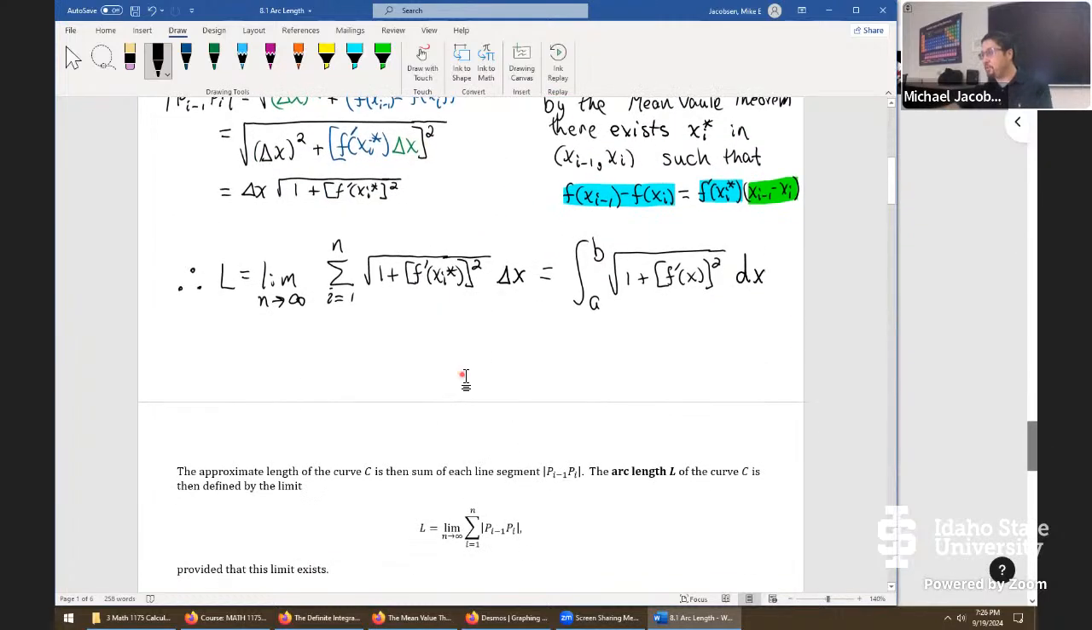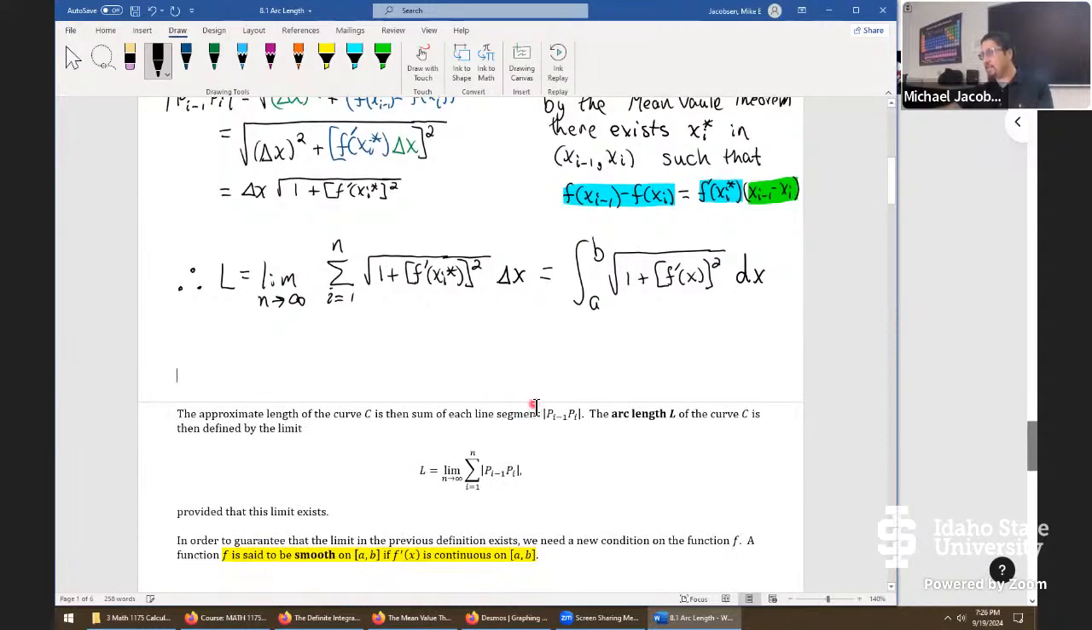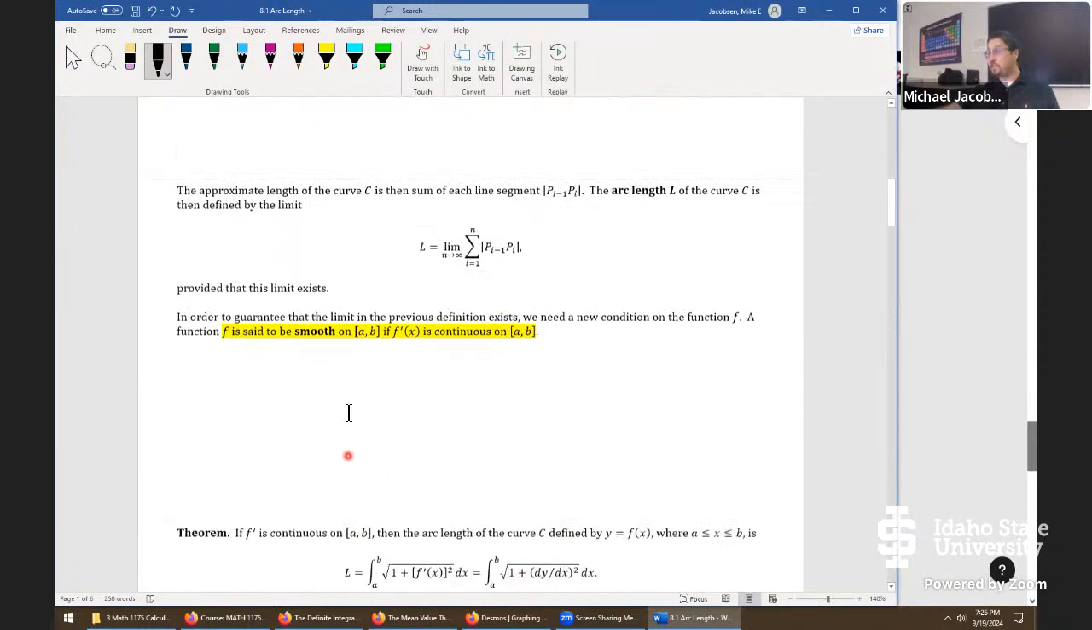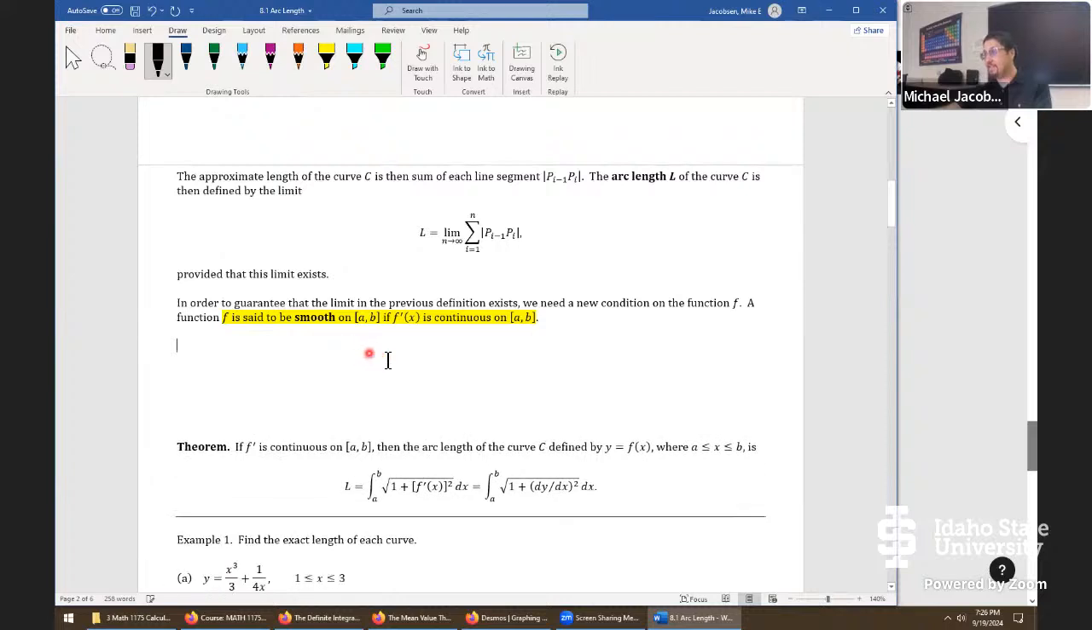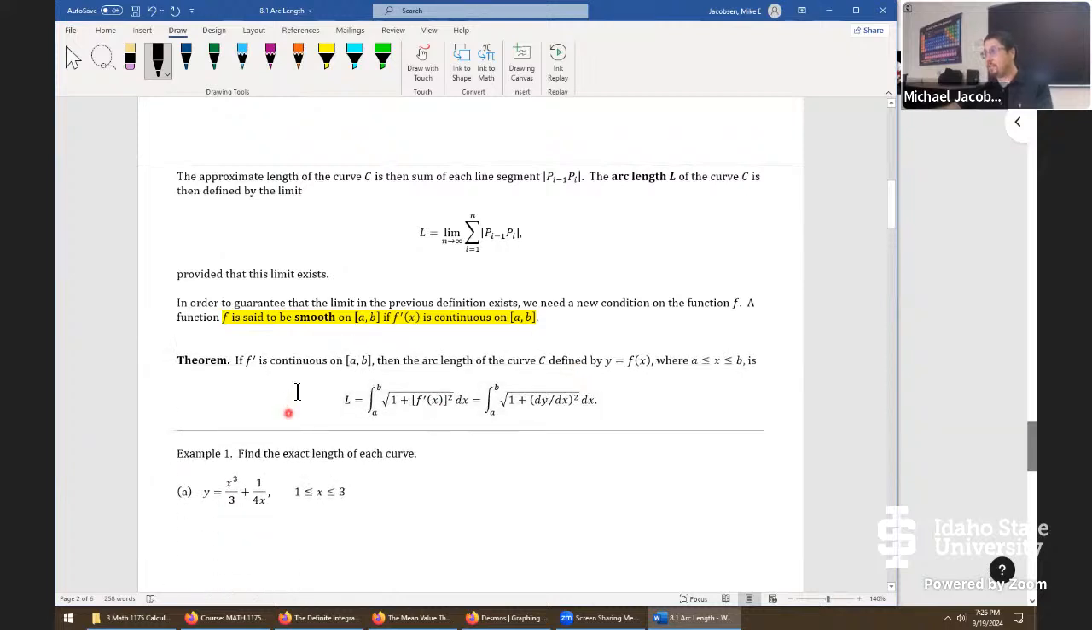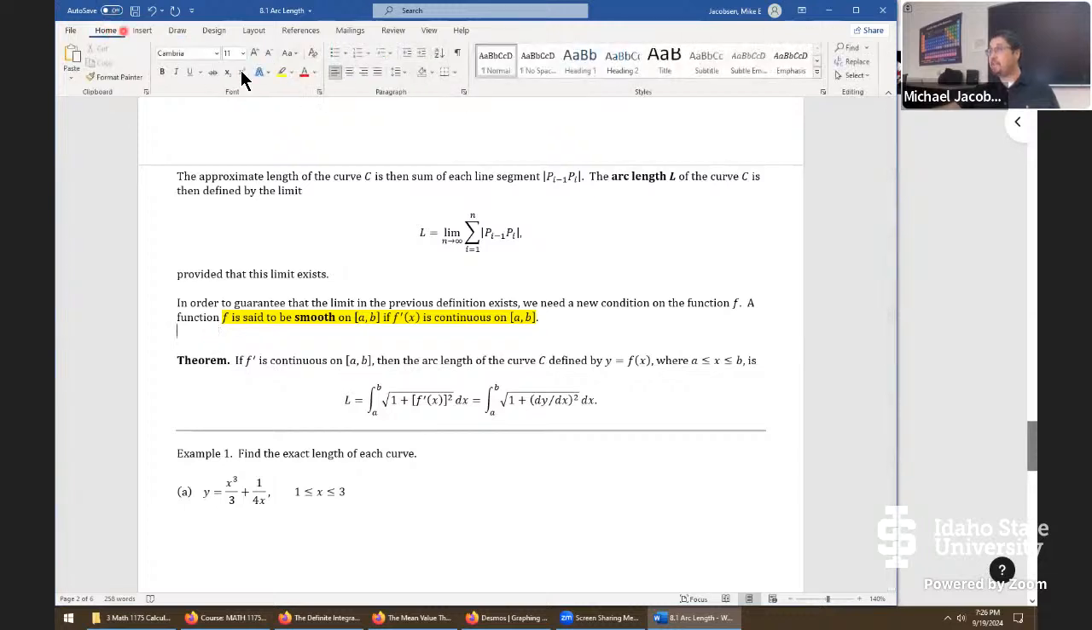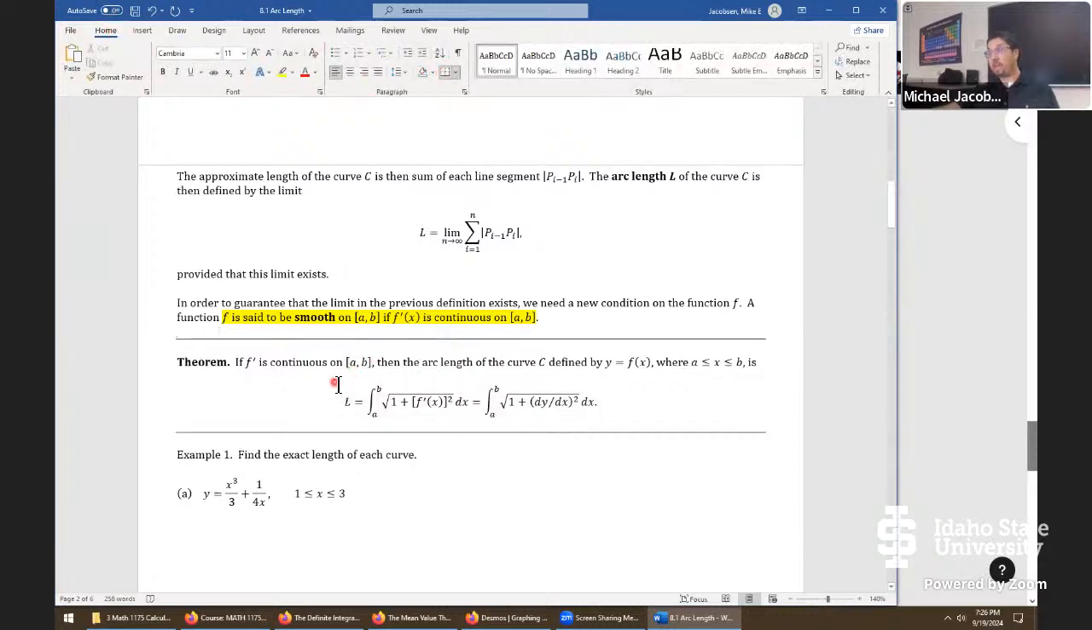Well, let's take a look down below. That's the condition that we had to use. And finally, that's the theorem. If the derivative is continuous on the closed domain from A to B, then we have a nice smooth curve, and the arc length of the curve C, defined by y equals f of x, is either written this way, or if you prefer Leibniz, that way.